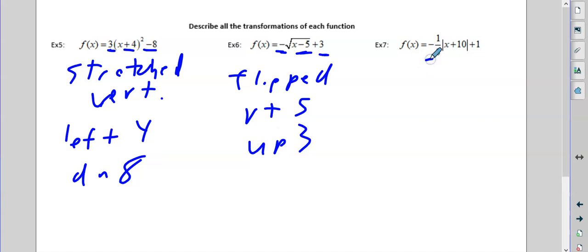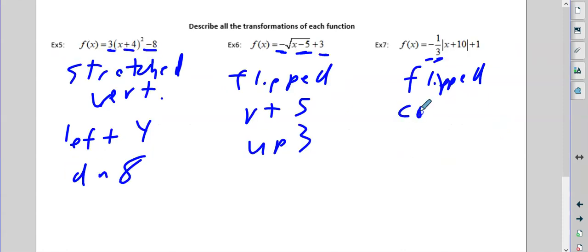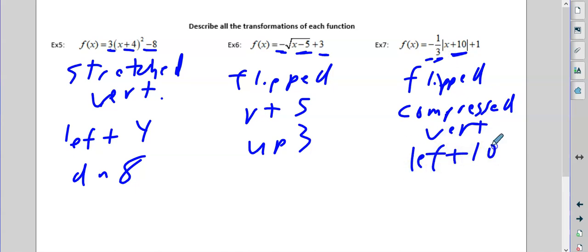Now, here we have a negative, so we just got flipped. We have a 1/3. 1/3 is between 0 and 1. So it's compressed vertically. Inside lies, so instead of moving right, that moves it left 10. And +1 means up 1.